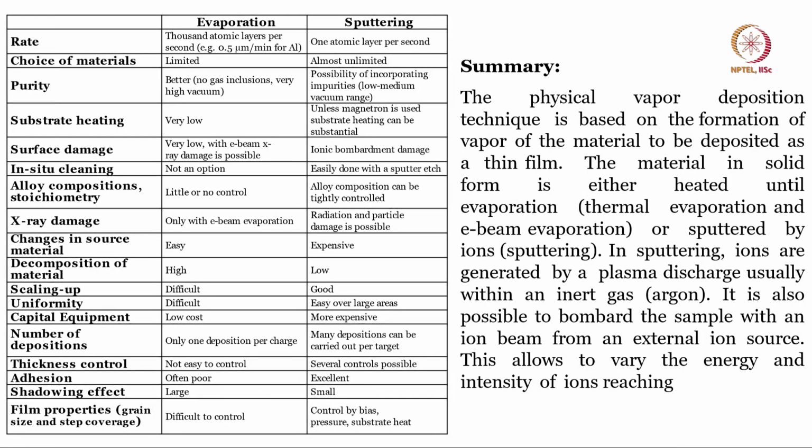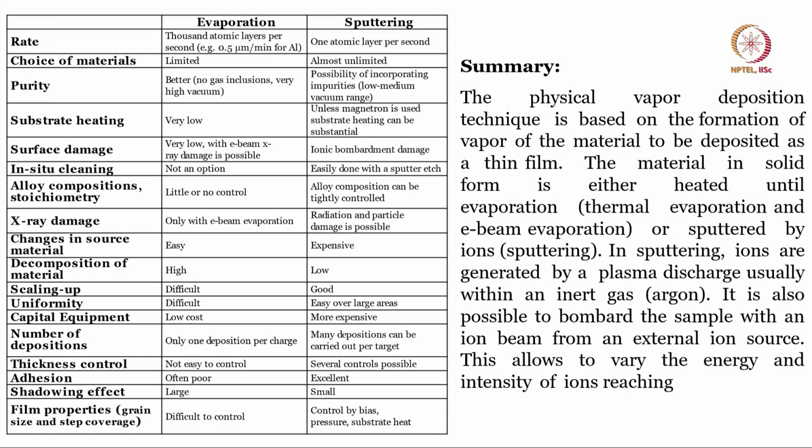If you want to compare evaporation, which is thermal and E-beam, with respect to sputtering, then there are several parameters: rate, choice of material, purity, substrate heating, surface damage, in situ cleaning is possible or not, is there a damage by X-ray or not, decomposition of material is possible or not, uniformity, capital equipment, number of deposition, thickness control, adhesion, shadowing effect, film properties like grain size and step coverage. Everything we can compare, and we can select which process or which technique we can use for particular film that we are interested in depositing.